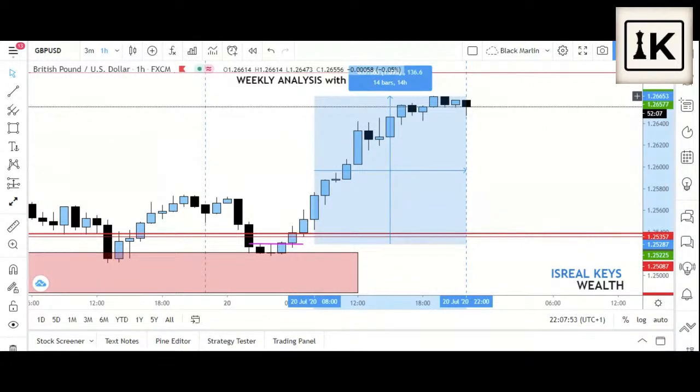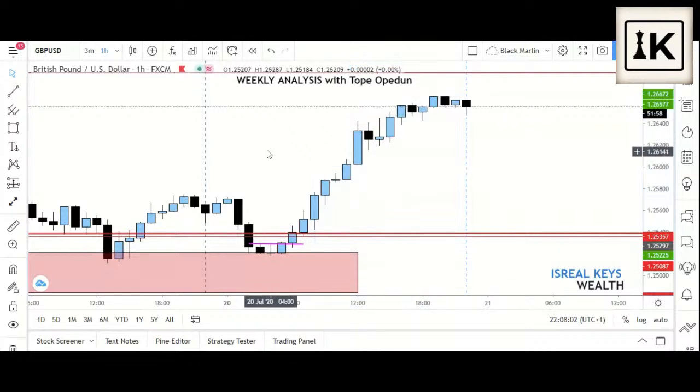Israel said it's still money missing that trade. Same here. I missed that trade totally. But you know what? The market is always here and the opportunity will repeat itself.